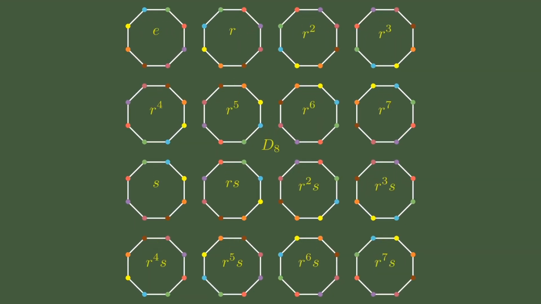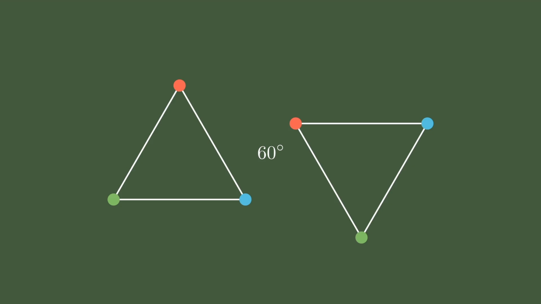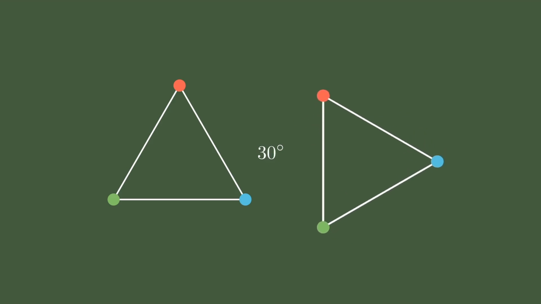In this video, I will help you understand the dihedral group with the help of symmetric operations. See, if I rotate this triangle by 60 degrees, it cannot be placed on the original one, not even at 90 degrees and at 30 degrees.